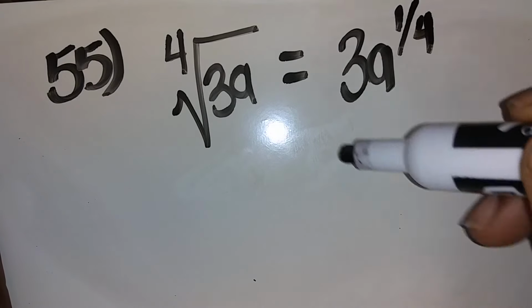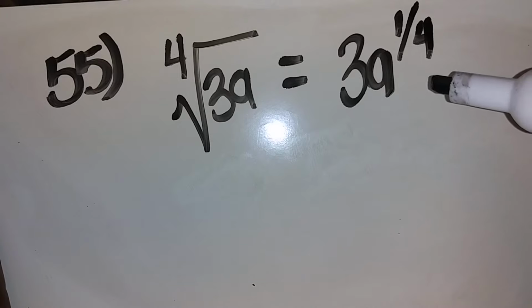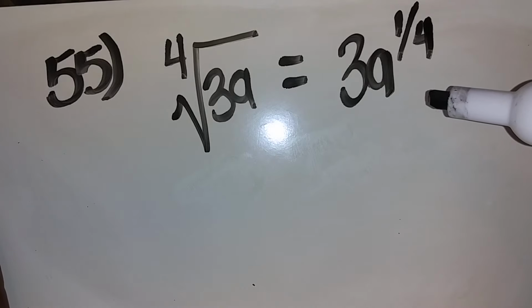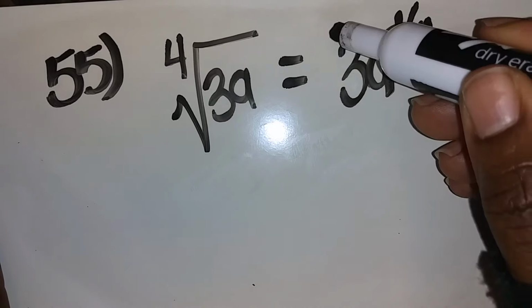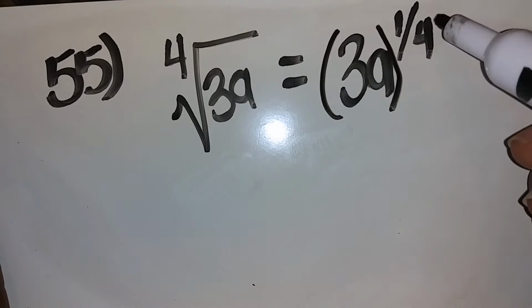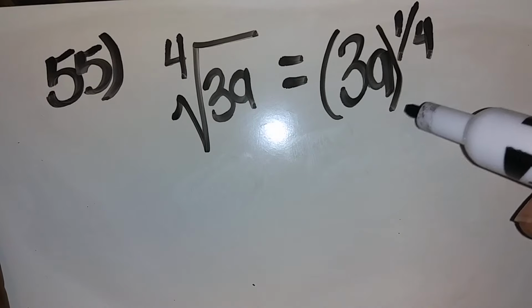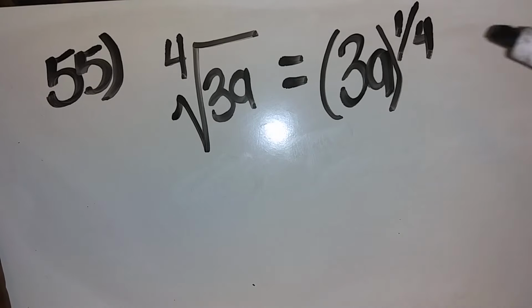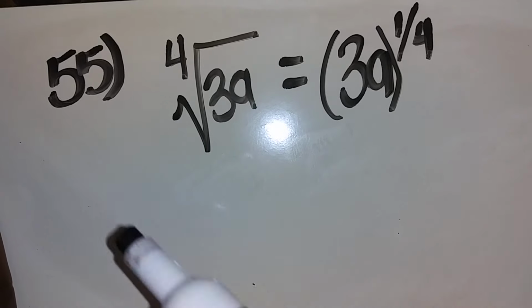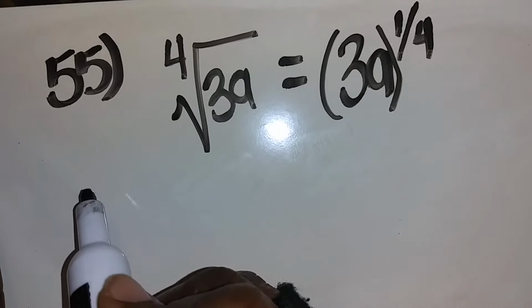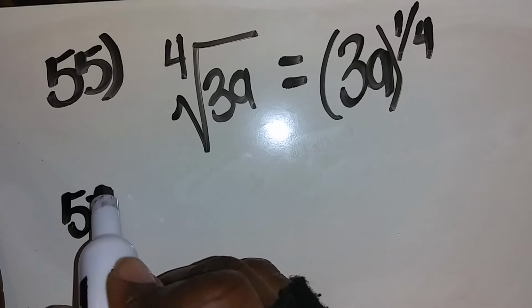And this is very careful, very, very careful, because what part is connected to that 1 over 4? The 3a or just the a? Well, we talked about this back in chapter 4. I must put in parentheses. That way it lets me know that 3a is raised to the 1/4, not just the a. So parentheses you must write or it will not be correct. And we'll see that difference on number 57.